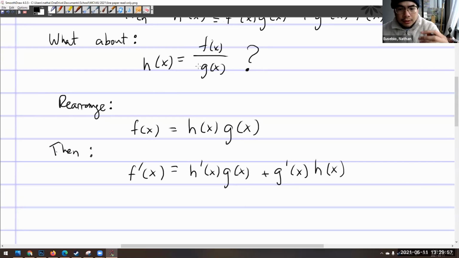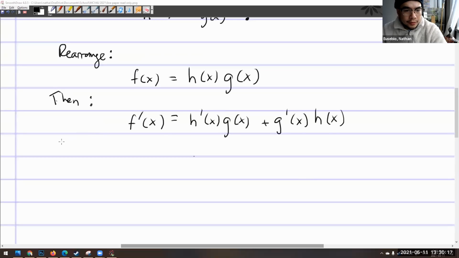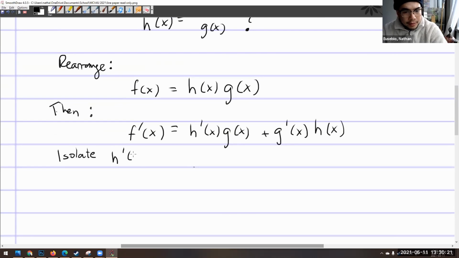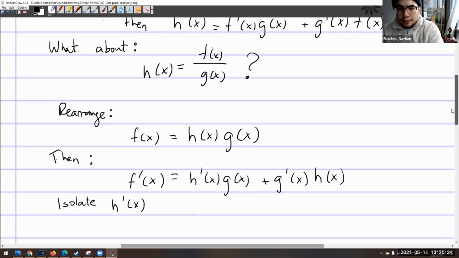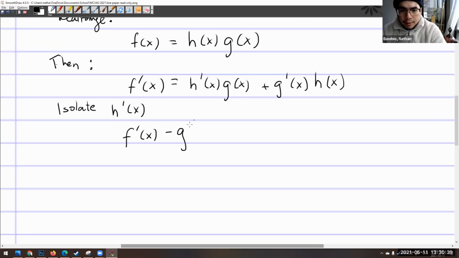Here's the thing, we wanted to solve for h prime of x. So isolate h prime because that's what we want. At the end of this scenario, we want a formula for h prime. So move all the terms first by addition or subtraction, then you can divide. So g prime of x, h of x equals h prime of x, g of x. And then divide them both by g of x.